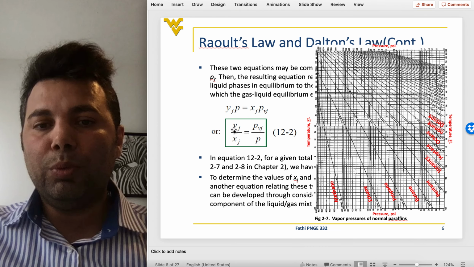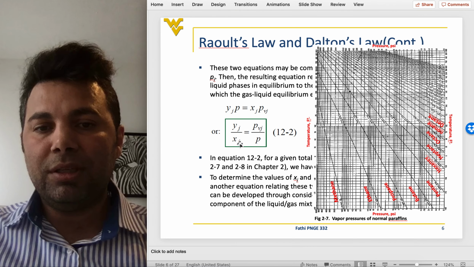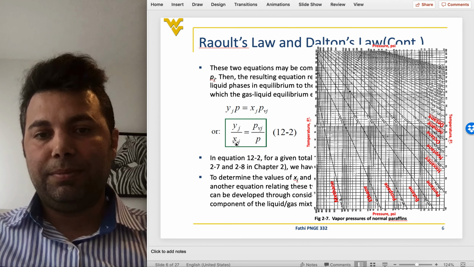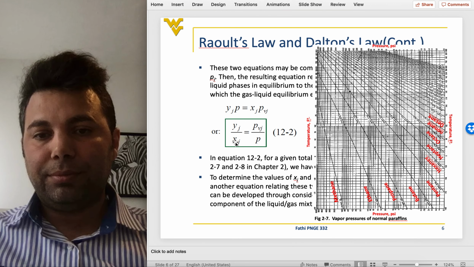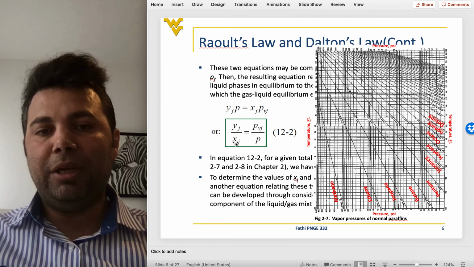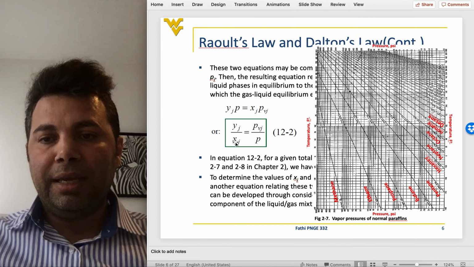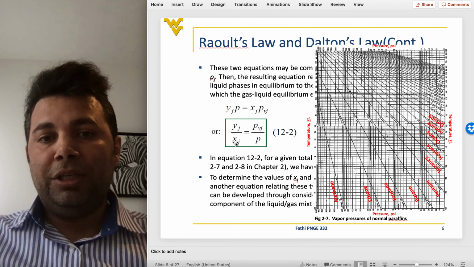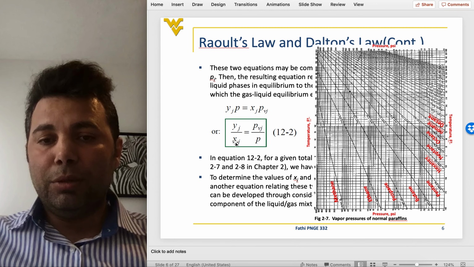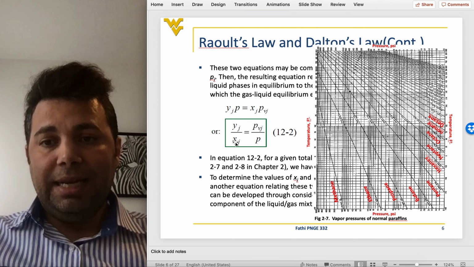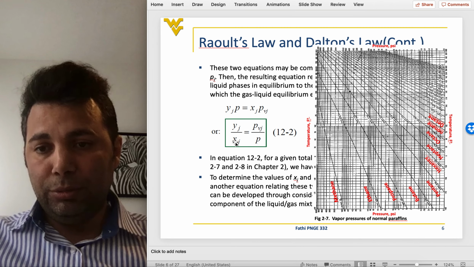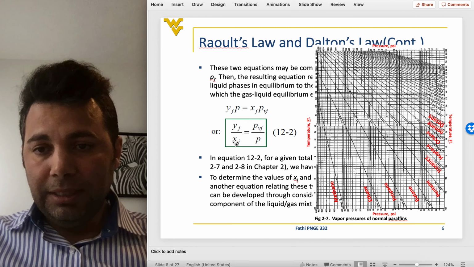However, I don't know the mole fraction in the gas and the mole fraction in the liquid phase. So I have one equation and two unknowns. So I need another equation to be able to solve for y and x. Remember, here the question is, what is the composition of gas and what is the composition of liquid at any equilibrium pressure in the two phase?